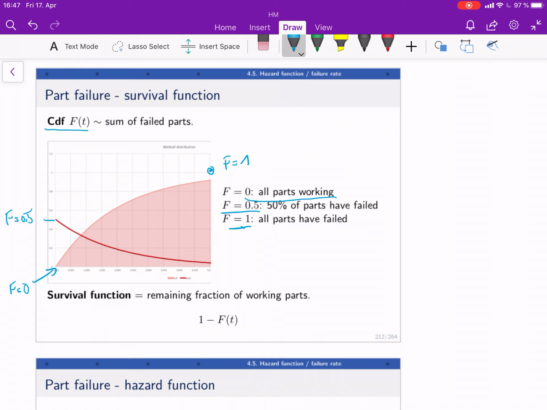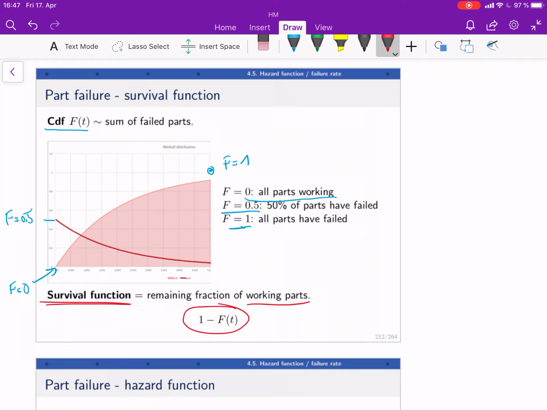What we are interested in to describe the hazard function is how many remaining parts are working. That's called the survival function, and it's simply 1 minus capital F. So capital F is the sum of failed parts, so 1 minus F is the number of working parts, or the fraction of working parts to be precise.